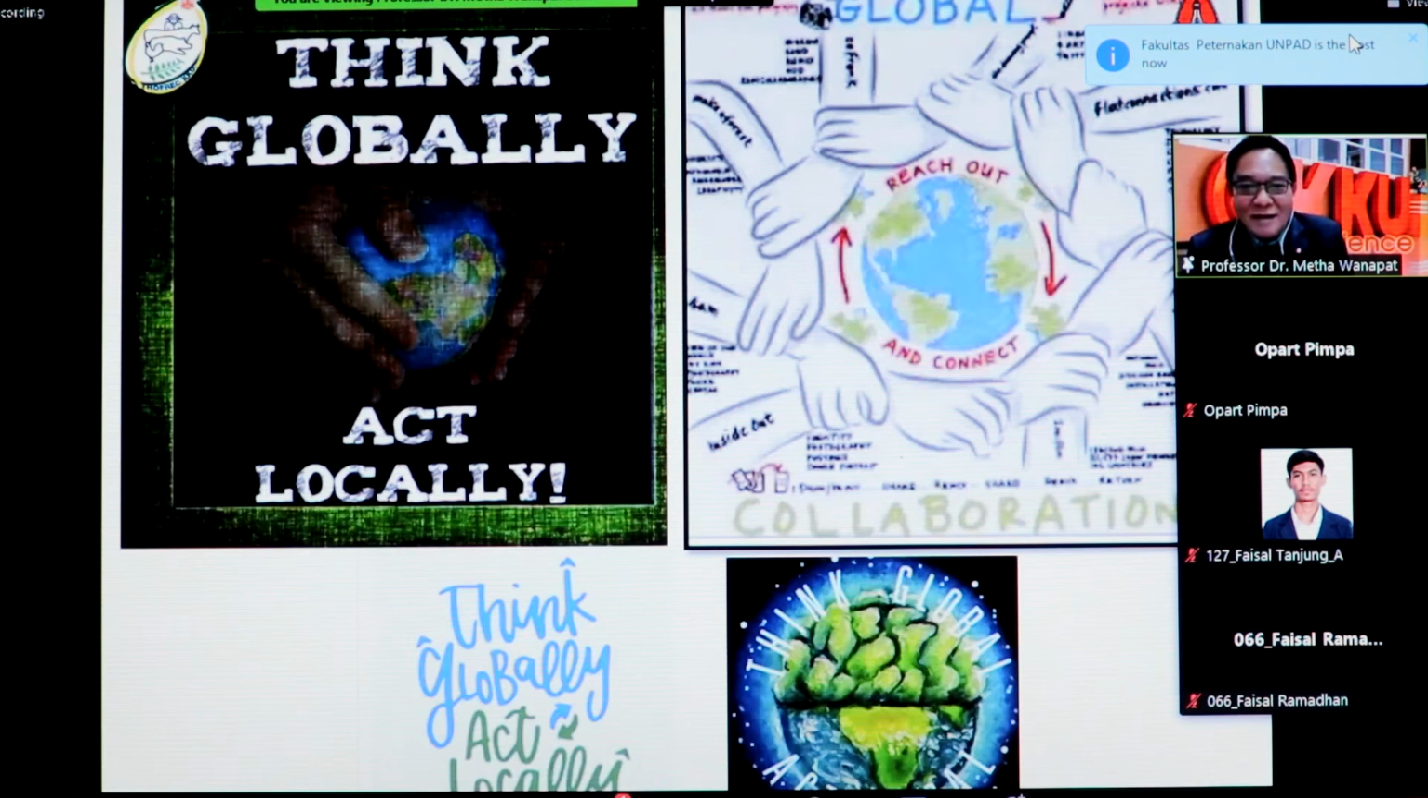Think globally, act locally. Think globally together, connect with each other internationally, and act locally. You are going to work there in Indonesia, so that with all hands together, we will be very efficient in working together.